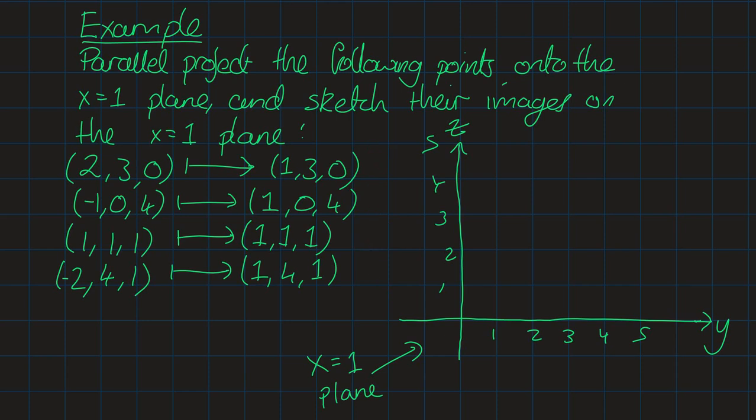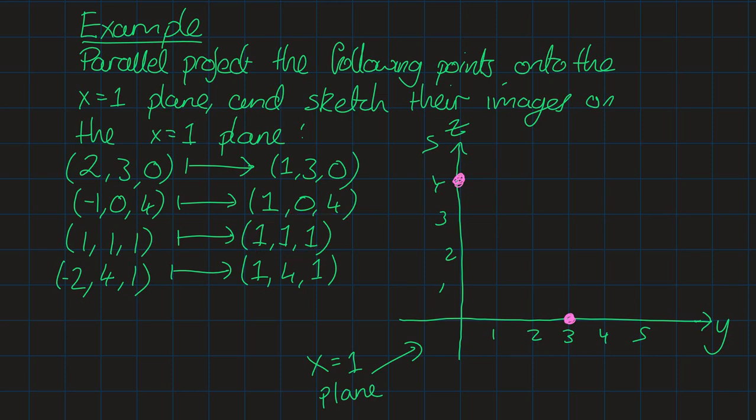Well obviously these points, they each have 3 numbers. They each have 3 coordinates. But notice the first number is always 1. The x coordinate is always 1. And I'm assuming that this plane is the x equals 1 plane. So what that effectively means is ignore the first number, and you're going to plot the y and the z coordinate. So for example, this first one is just going to be 3, 0. Right there. The second one is going to be 0, 4. So 0 in the y direction, 4 in the z direction.